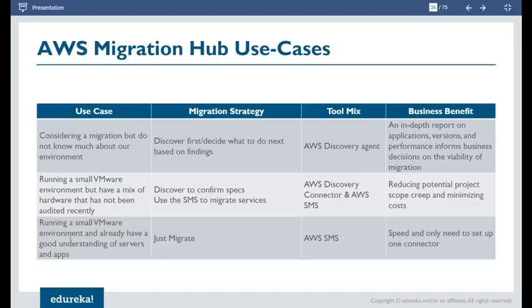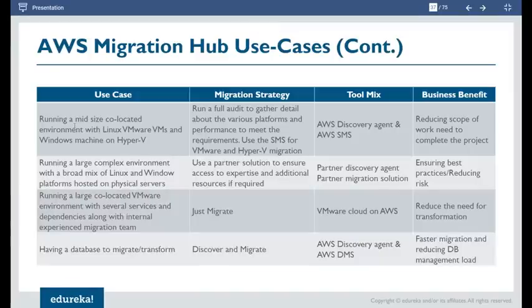You're running a small VMware environment and already have a good understanding of servers and applications. When you already have a good understanding, then you can directly consider migration using AWS SMS. Then the next use case: running a mid-sized co-located environment with Linux and VMware VMs and Windows machines on Hyper-V.